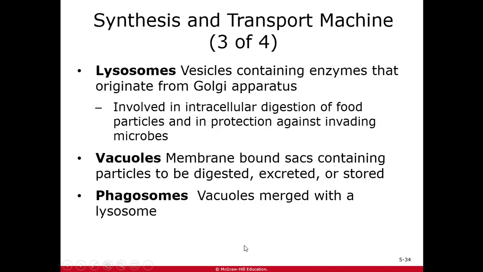Lysosomes contain those enzymes that help break things down. They become very important for a lot of our white blood cells. If our white blood cells eat bacteria, they have to break them down so they can go eat some more. So those lysosomes and those enzymes help break down bacteria. Vacuoles, that's just storing things.